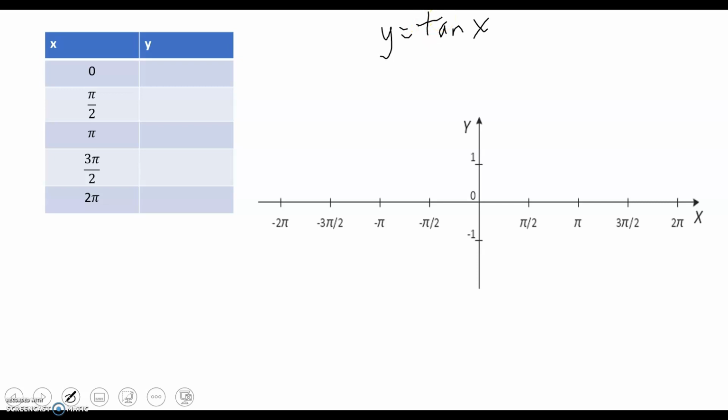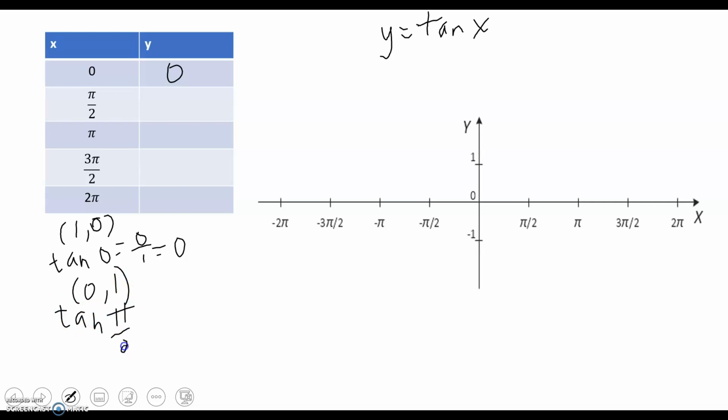All right. And so at 0, we have the point (1, 0). Our cosine is 1, our sine is 0. So if we did sine over cosine, the tangent of 0 will be equal to 0 over 1, which is equal to 0. At pi over 2, our point is (0, 1). And so the tangent of pi over 2 would be equal to 1 over 0, which is undefined.